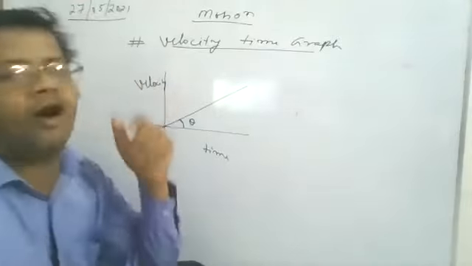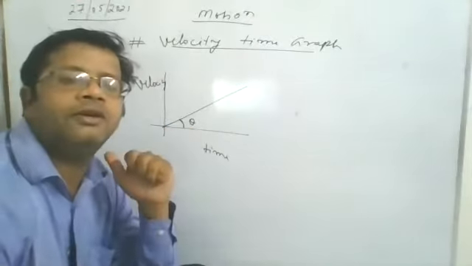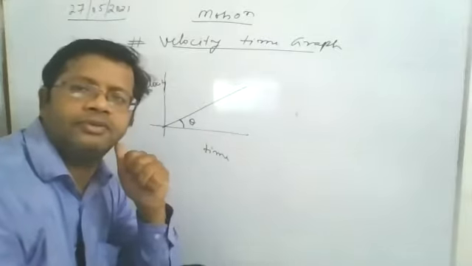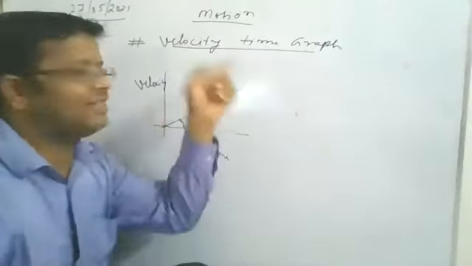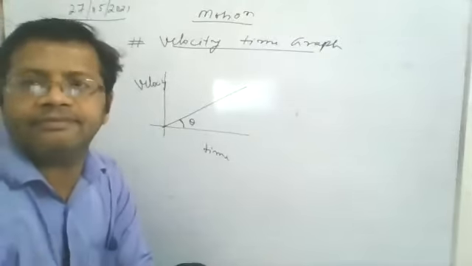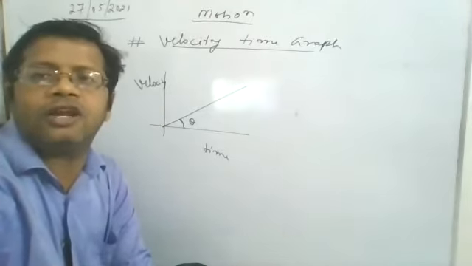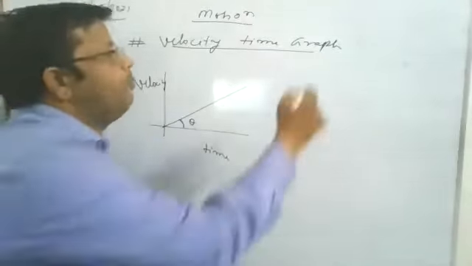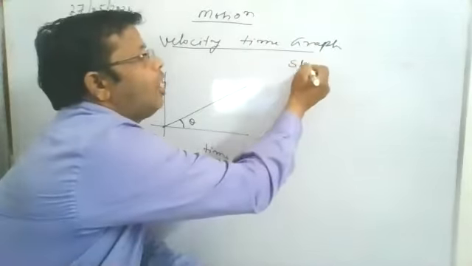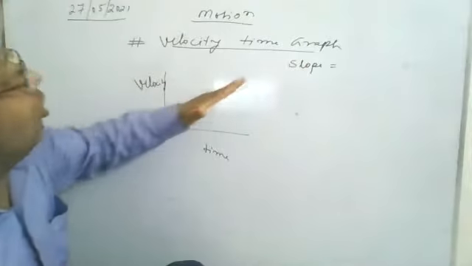We are discussing velocity time graph. Our today's topic is velocity time graph. Now you see here, beta, if the graph is like this and this is a straight line, just see here, what do we mean by the slope of the graph? This is the slope.